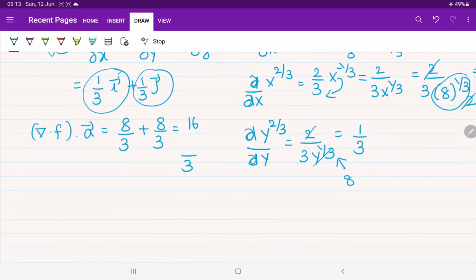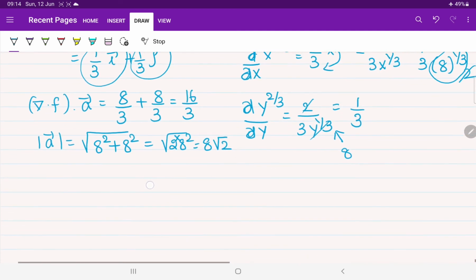Now this is not the answer, we have to identify the value of mod of a also. How will you do that? Square root of coefficient of i square plus coefficient of j square. So 8 square plus 8 square can be written as 2 times 8 square, see there, 8 square plus 8 square, 2 times 8 square will be there. So 8 square you can take out, so it can be written as 8 into square root of 2.